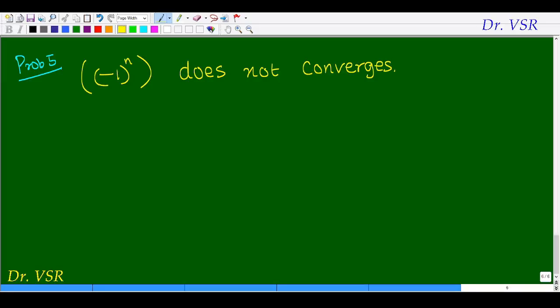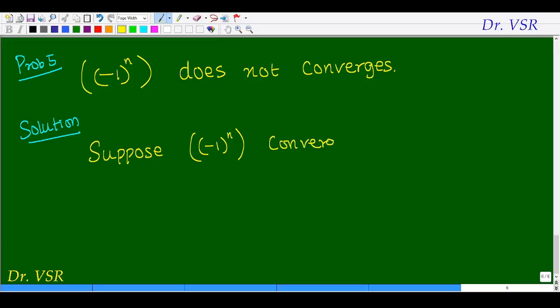Okay? Suppose it converges. So the solution is written like this. Solution: suppose this sequence, minus 1 the whole power n, converges, say to some limit x. I have taken that minus 1 the whole power n converges to x. I did nothing else.